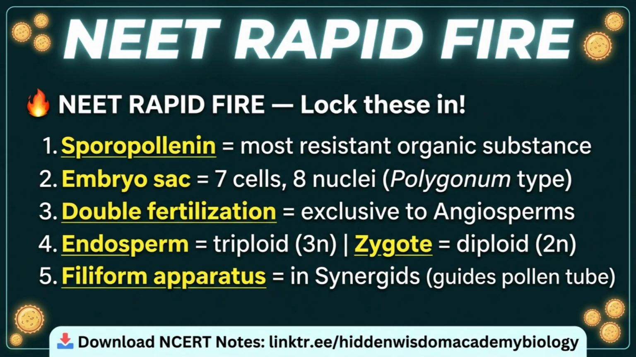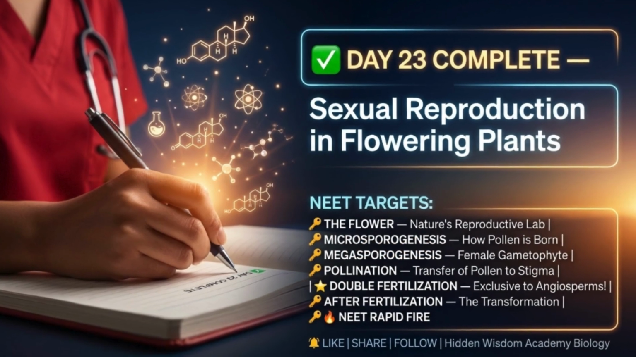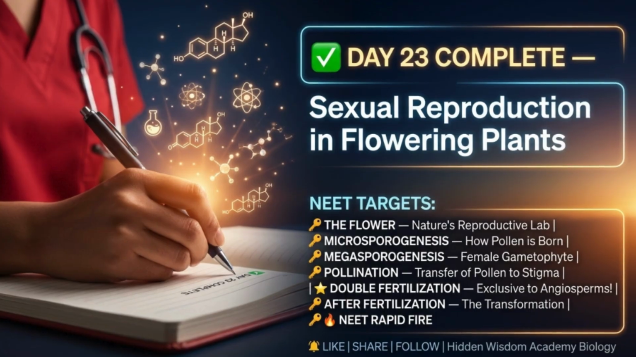5. Filiform apparatus is found in synergids and guides the pollen tube entry. 6. Chalazogamy. Pollen tube enters through chalaza, seen in Casuarina. 7. Polyembryony means more than one embryo per seed. Classic example is citrus.